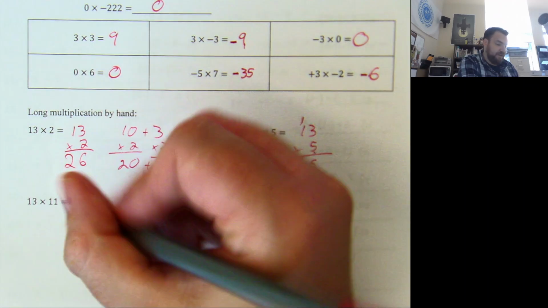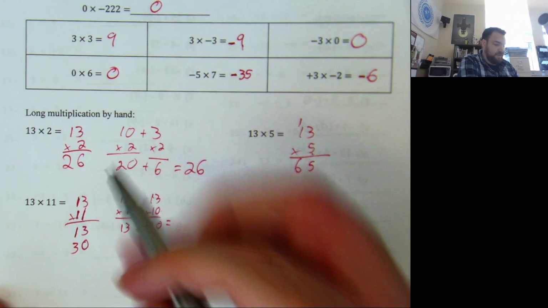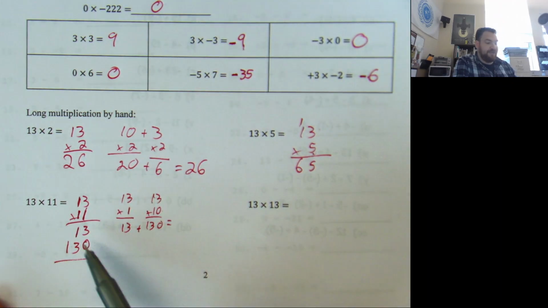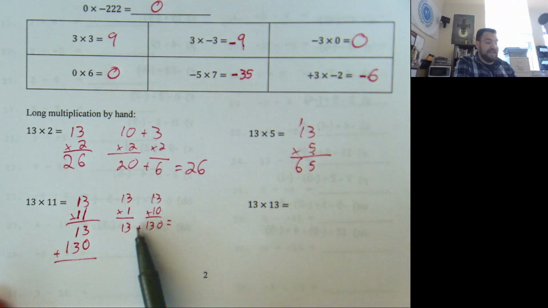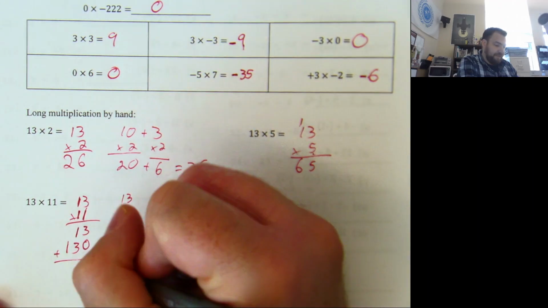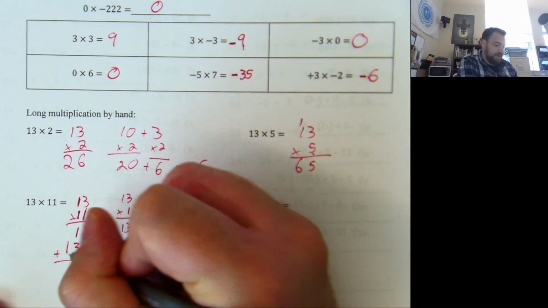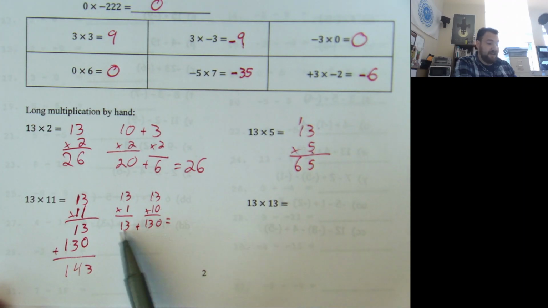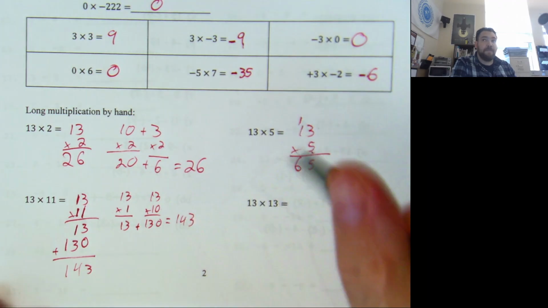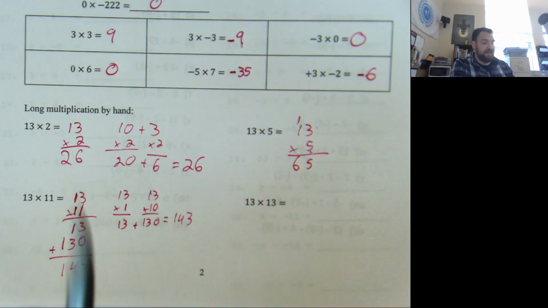1 times 3 is 3. 1 times 1 is 1. So now I've got 13 times 130, and now I'm just going to add these two together. It's the same as what we're doing here. So 3 plus 0 is 3, 1 plus 3 is 4, and then 100 is just 100. Or, I mean, you can look at this as well. This is the same thing. 130 plus 13 is going to give you 143. But this is what longhand multiplication looks like.